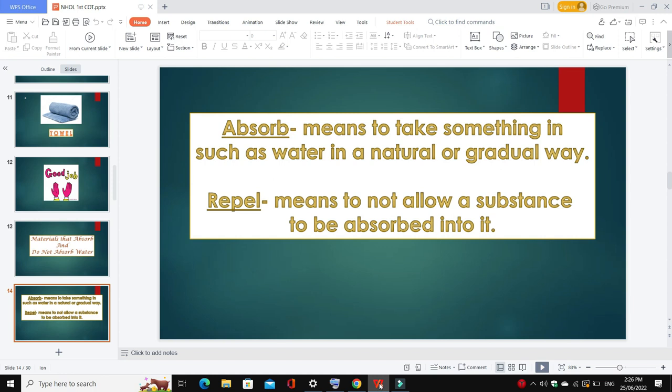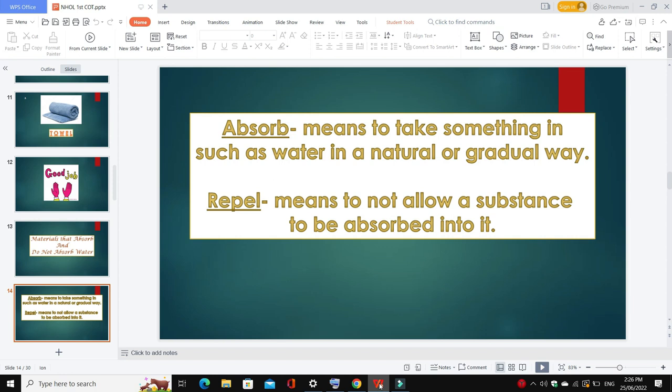To further explain this word, try to imagine if you have a glass of water and a cotton. Try to soak that cotton into a glass of water. What do you think will happen to the cotton? How about to the water? Yes, you're right. The cotton will absorb the water and the water will become lesser. That is absorb.